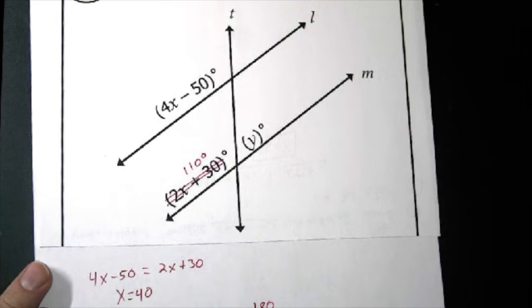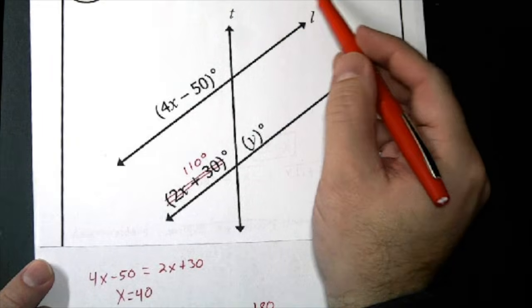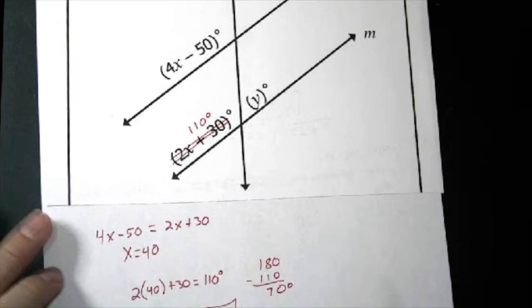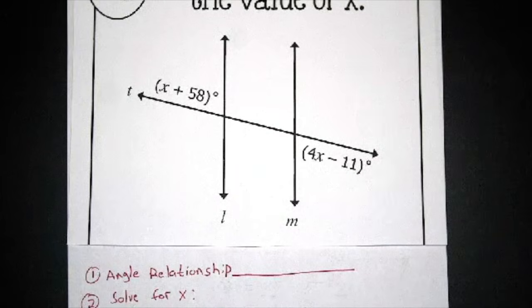Let's go back to our directions. The directions said to find the value of y. We now have y, so we are done with this problem. Alright, we are ready for number 4.